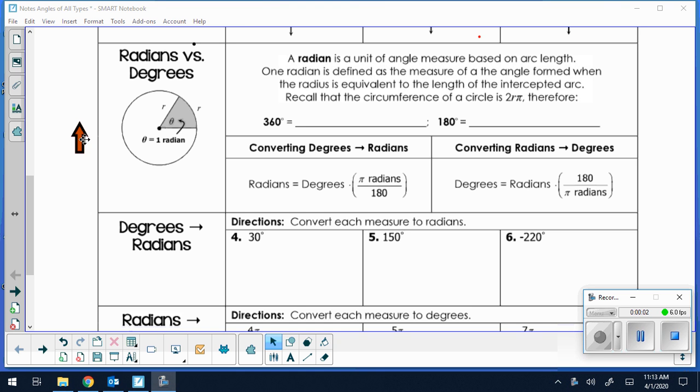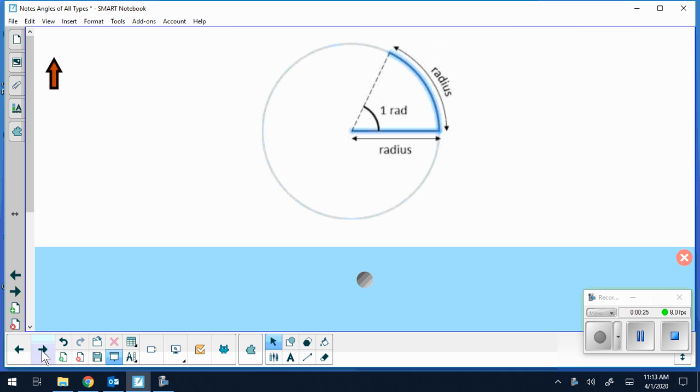In this video, we are going to talk about radians and converting degrees to radians and radians to degrees. So first, let's define. A radian is a unit of angle measure based on arc length. 1 radian is defined as the measure of the angle formed when the radius is equivalent to the length of the intercepted arc. Now, let's talk about what that means.